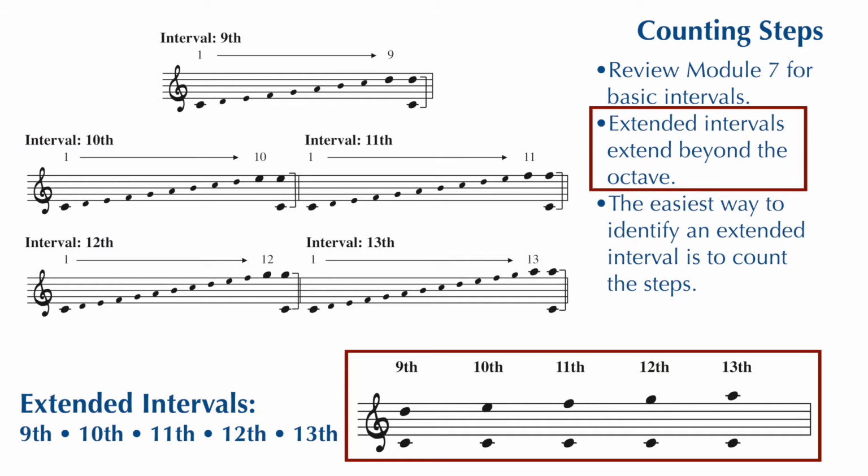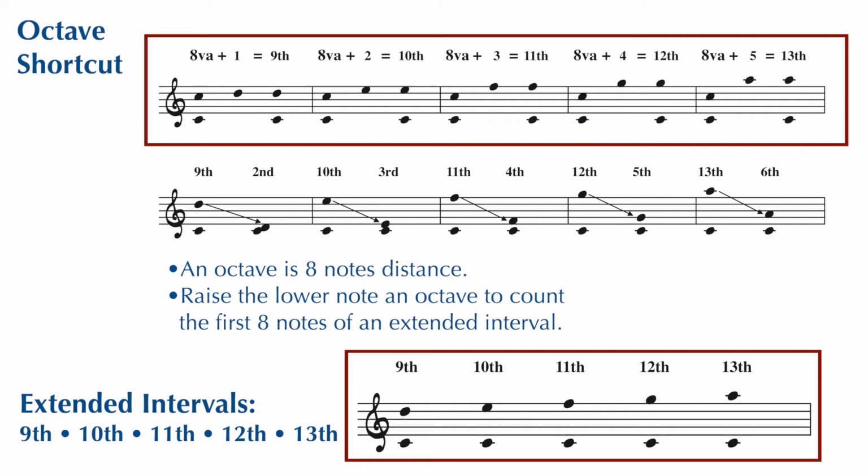And you can figure out your other intervals the same way, the 11th, 12th, and 13th. Take your starting note and start counting steps. With enough practice, you'll eventually be able to recognize extended intervals on sight. But until then, there's a lot of counting involved. You can use the octave to cut down on the amount of note counting. Remember that an octave is 8 notes distance.